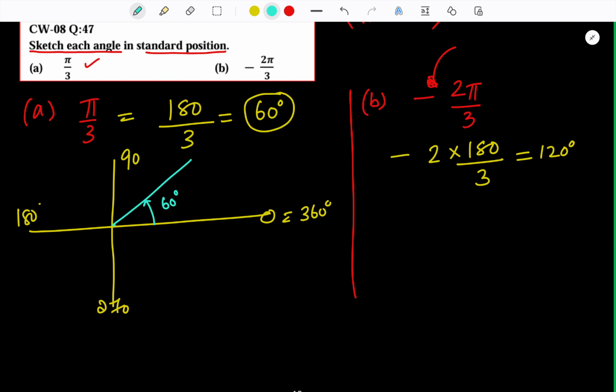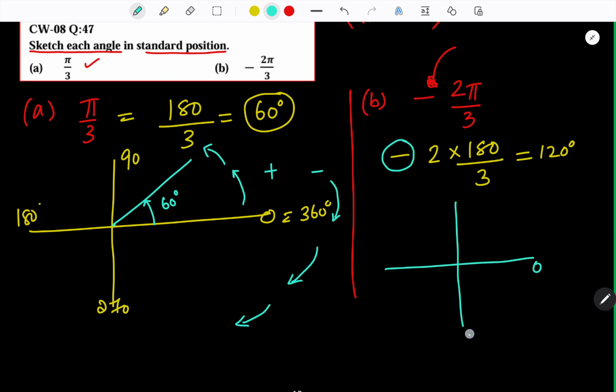Now we are going to sketch the next one, which is minus 2 pi by 3. This minus means you have to be very careful. Plus means you are going in this direction, and minus means you are going in this direction. So let's draw this one: 0, 90, 180, 270 and 360 degrees.